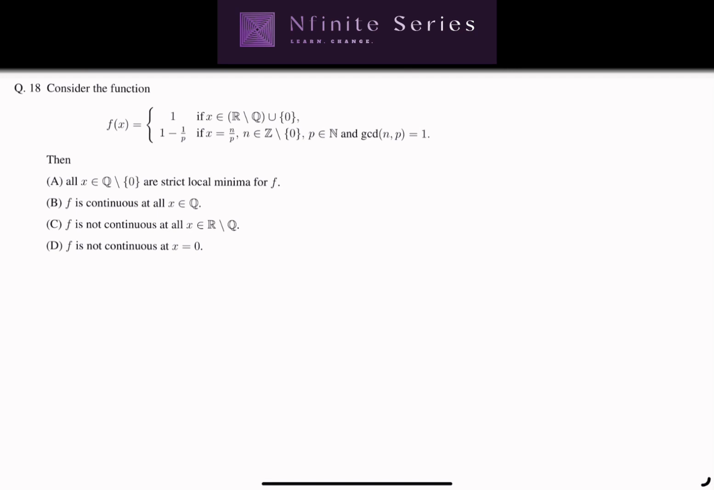Option A is about strict local minima of the function and the rest of the options are about continuity of the function. To answer this question, let us examine the given function more closely. In the first part of the definition, the given set is the set of irrational numbers including the 0, where the function is defined to be constant 1.